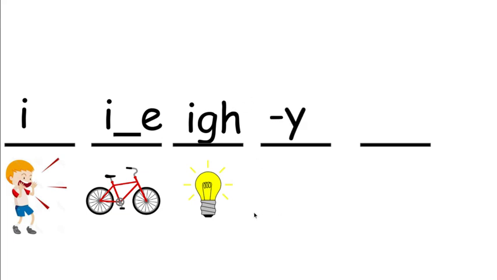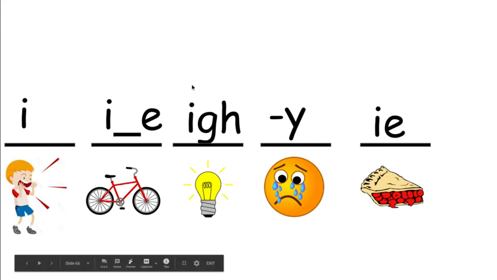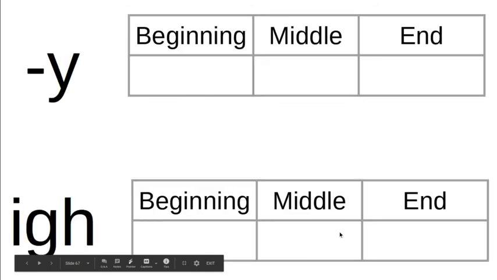And now we have Y. Remember Mr. Y, the robber guy, steals the sounds of E and I. So cry when it's at the end of a one-syllable word. And IE, like pie. This is not very common at all. All right, this week's spelling list, we're just going to be talking about IGH and I.